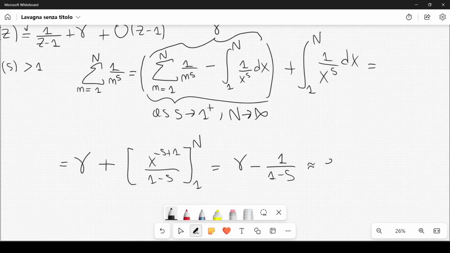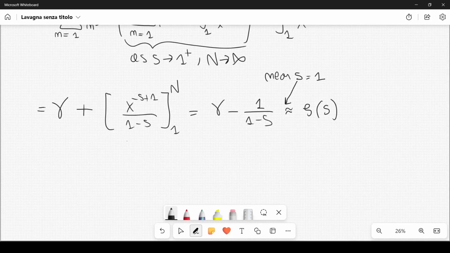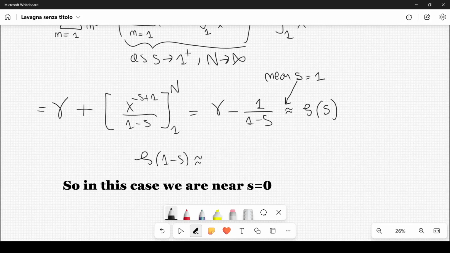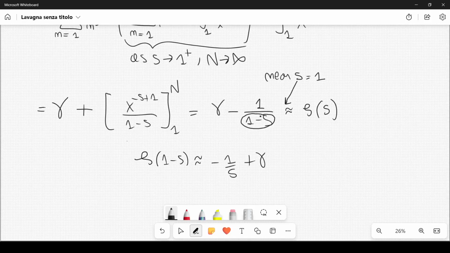This is an approximation of the Riemann Zeta function evaluated at s. This approximation holds near the point s equal to 1. And from here you can see that zeta of 1 minus s is approximately minus 1 over s plus gamma. So you just simply redefine this 1 minus s as the new s, right? And therefore you can write something like this.